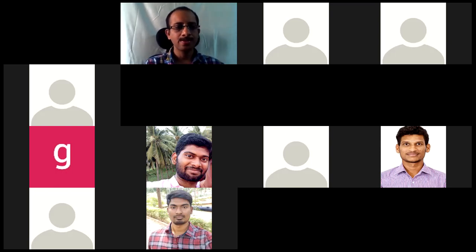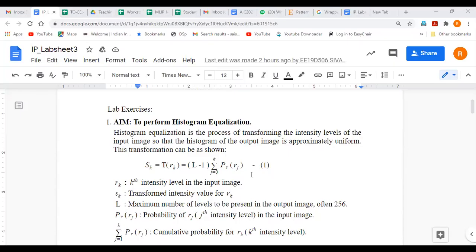Arun, can you share otherwise the lab sheet? Yes, sir, I'm sharing, sir. Oh, fine. Anyway, I also have it here. So if you want me to share also, I can share. Okay, I will share anyway. I have got it here. Okay. So you people are able to see the lab sheet here?